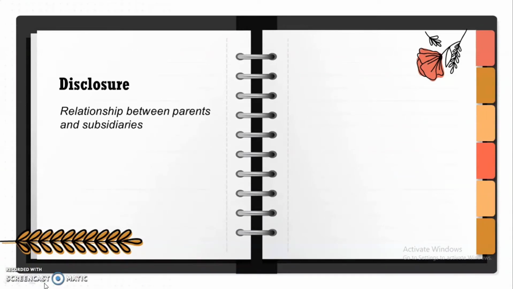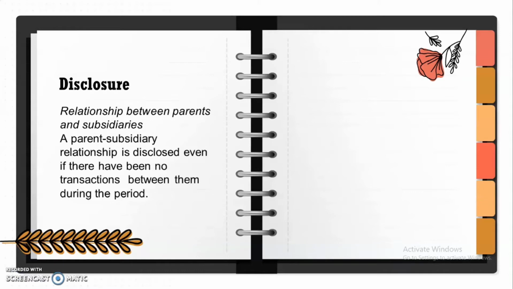Now, let's move on to disclosure. So, the relationship between parents and subsidiaries. A parent-subsidiary relationship is disclosed even if there have no transactions between them during the period. So, dito, dinidisclose natin yung name ng parent. Bakit ba natin kailangan i-disclose? Para maiwasan yung conflict of interest. Since related parties sila, pwedeng magkaroon at hindi imposible na magkaroon ng conflict of interest, which is magiging sanhi ng issues ng entity. So, need mong i-disclose yung name kahit walang transaction as long as related party.